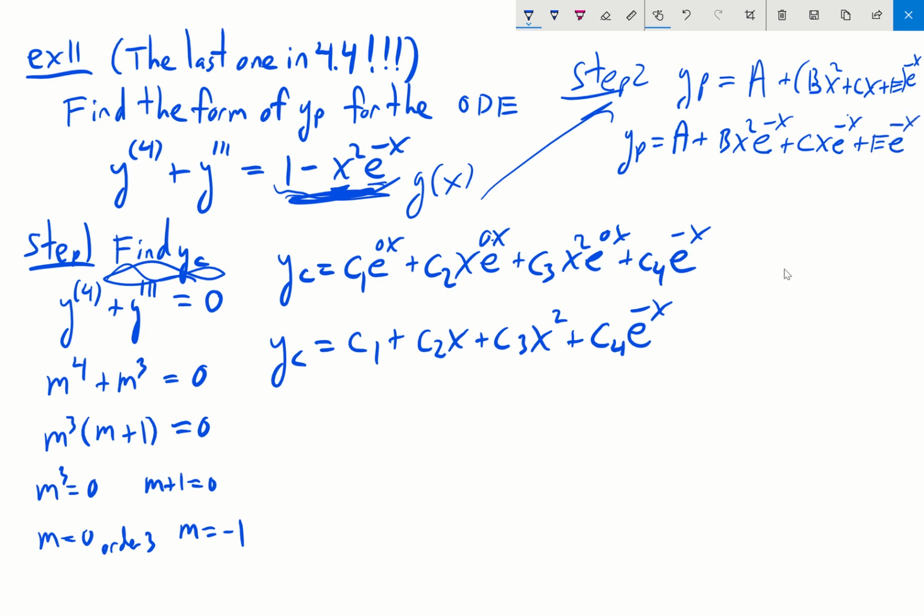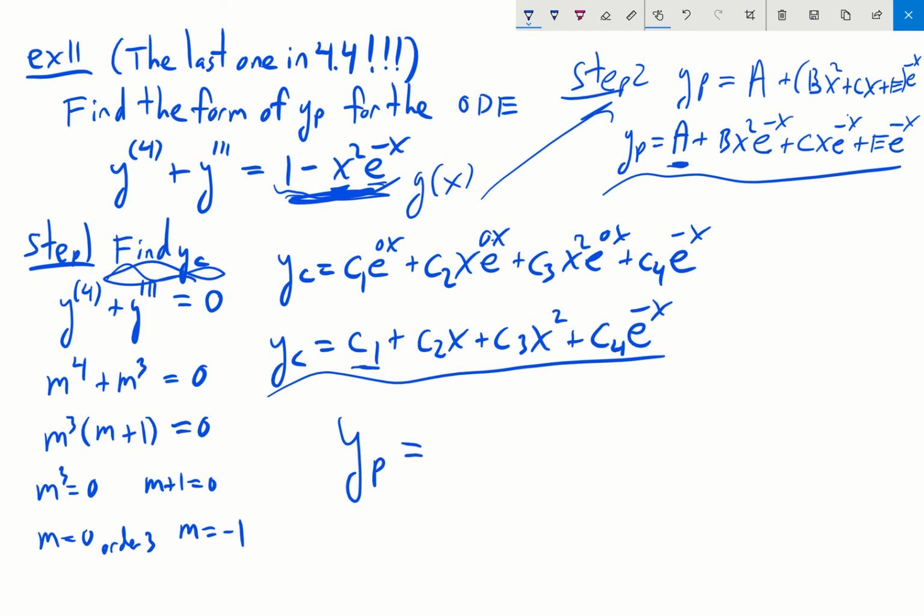However, when we compare this proposed y sub p term to our y sub c term, we see that there is quite a bit of overlap here. In particular, we have a constant as a part of y sub p and a constant as a part of our complementary solution. Therefore, as our directions were, we need to multiply this by the smallest power of x to the n, such that it won't have any overlap with y sub c. Well, we already have the constant term, can't have that. We have x squared, so the smallest power of x that would work would be x cubed.